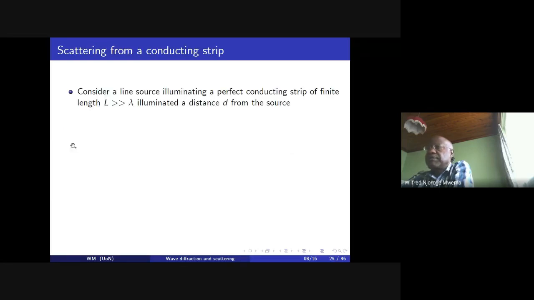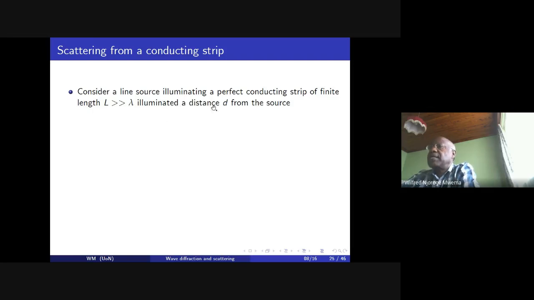Now, we look at what happens when we have a conducting strip that is scattering the electromagnetic wave. Say, for example, this would happen especially for those of us who would be working with the military, trying to detect an object using a radar system. So we consider a line source that is illuminating a perfectly conducting strip of finite length L, which is assumed to be much greater than the wavelength of the illuminating radiation.